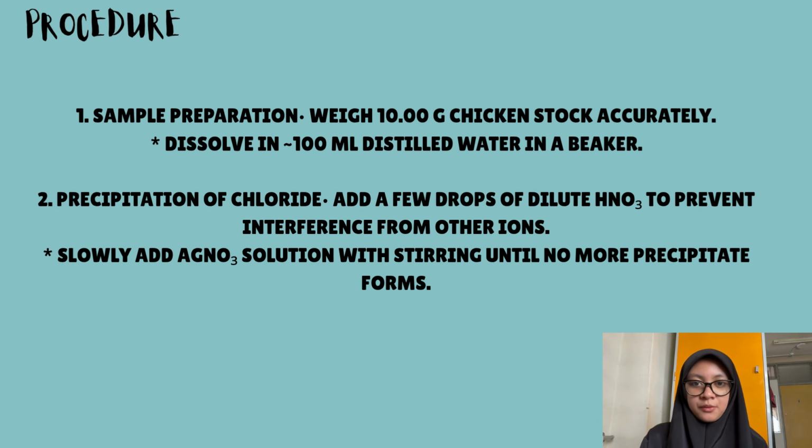Second, we move to the precipitation of chloride. Before adding our main reagent, we add a few drops of dilute nitric acid. This creates an acidic environment that prevents interference from other potential ions, such as carbonate or phosphate. Once acidified, we slowly add our silver nitrate solution while stirring. We keep adding it until no more white precipitate forms, ensuring all chloride ions have successfully reacted.